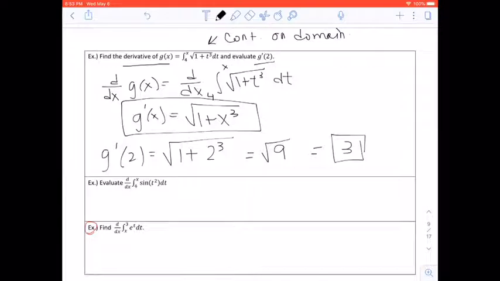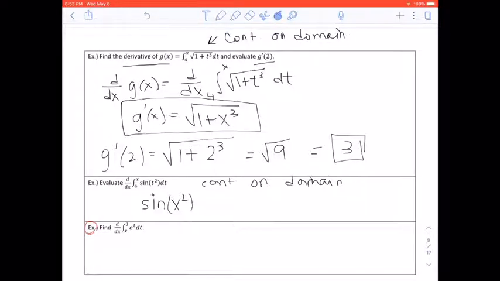The next example that we have says find the derivative of the integral from 4 to x of sine of t squared dt. So first of all, our function here is continuous on the domain. For sine, it's all real numbers. And so we're asking to find the derivative of this integral. And using that fundamental theorem of calculus, this is just going to be sine of x squared. And that's it.